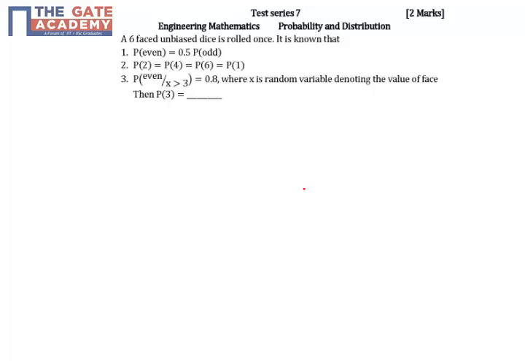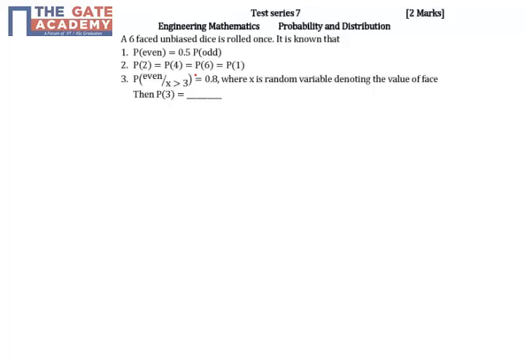So a given problem has a six-faced unbiased die rolled once, and some conditions are given. Based on the conditions, he is asking what is the value of P of 3. That means, what is the probability of getting the number 3 on the die.